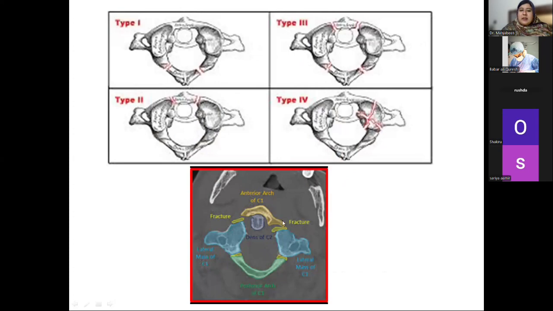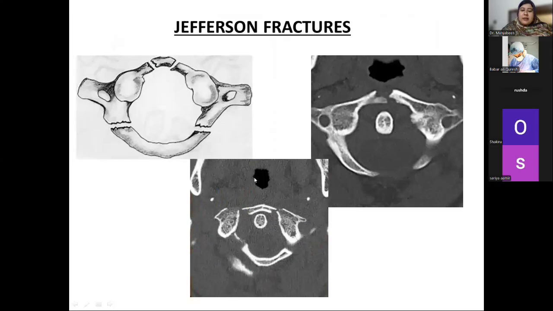So we can see here on the CT scan, this is the axial cut. This is the anterior arch of C1. This is the posterior arch. And here we can see that there is discontinuation, or disruption, of the anterior arch, and there is a fracture over here and over here as well. The fracture involving the anterior arch only is known as the type 2 fracture. So this is how atlas fractures are seen.